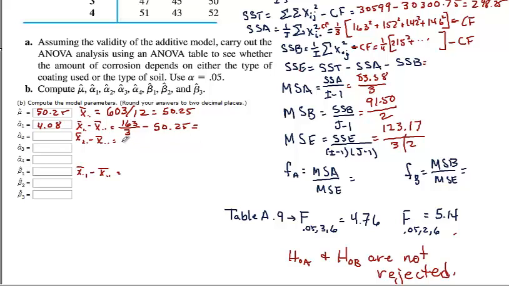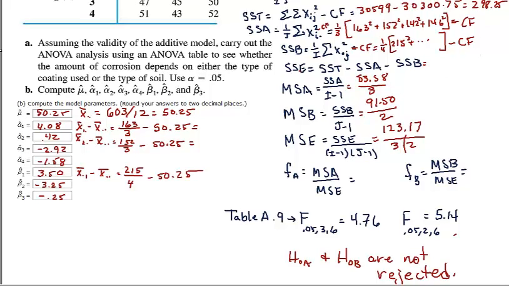The next one I wrote down was, let's see, for 2, 152 over 3 minus the 50.25, and you'll do that. You'll carry that on for the rest of it. So let me go ahead and mark this out. And there we have the different sample calculations and their answers for each one of those.